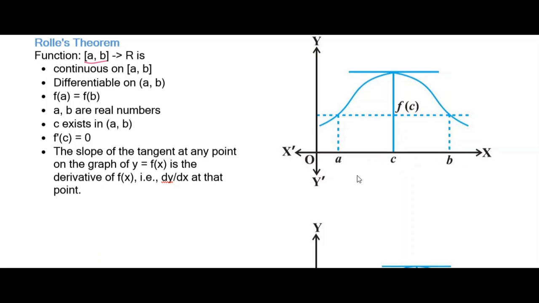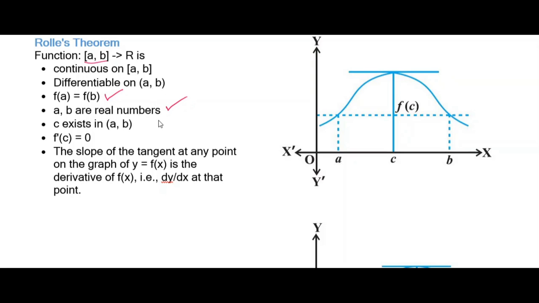So it is differentiable on AB. This is differentiable on AB. And the condition is f of A is equal to f of B. It means the y value remains the same at A and B. That is indicated by f of A is equal to f of B. And as we already highlighted, A, B are the real numbers.